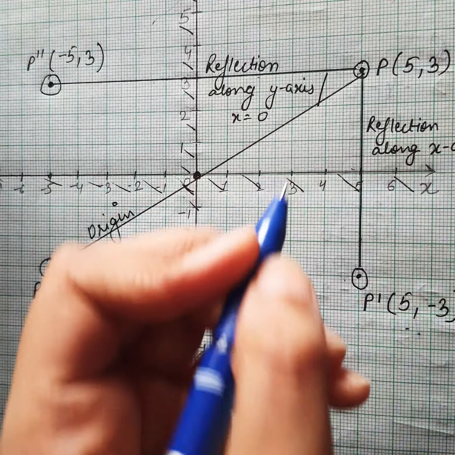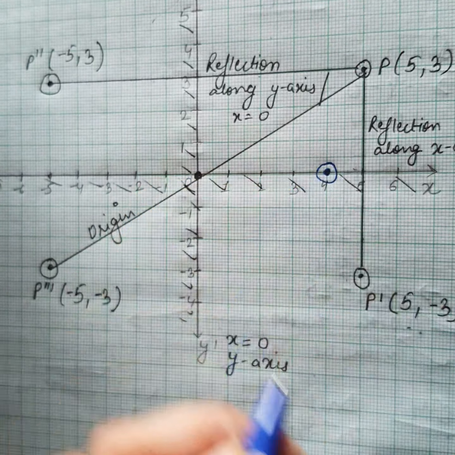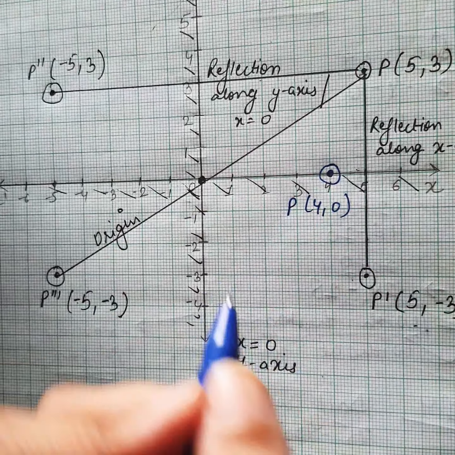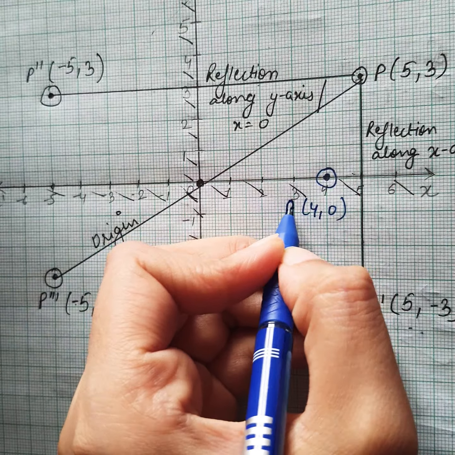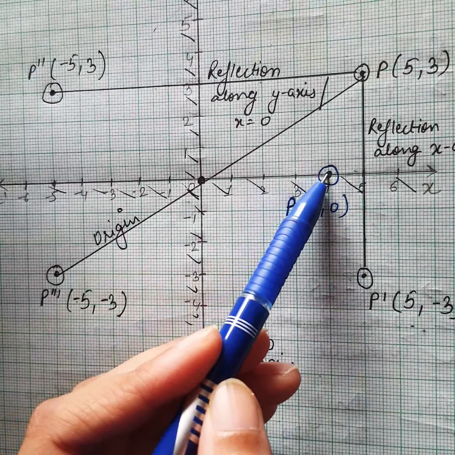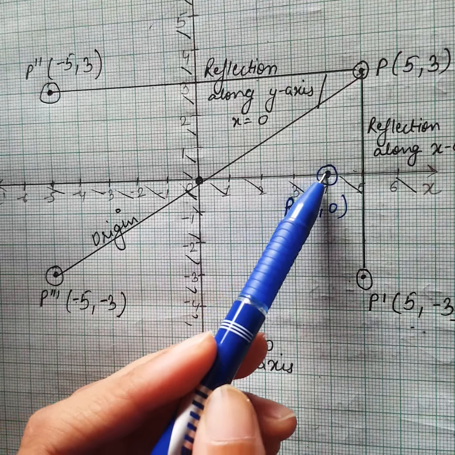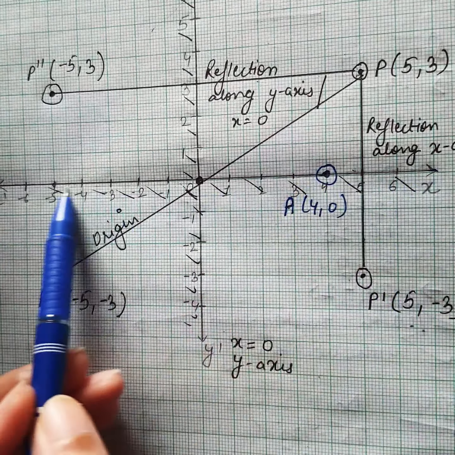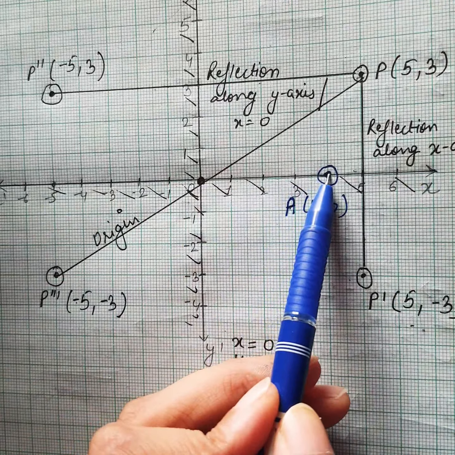Suppose the point is this. The coordinates are 4 comma 0. P is the point, so let's change the name. Let it be A. A is a point (4, 0). Now I am telling you to reflect this particular point along the x-axis, along the same axis in which the point is lying.